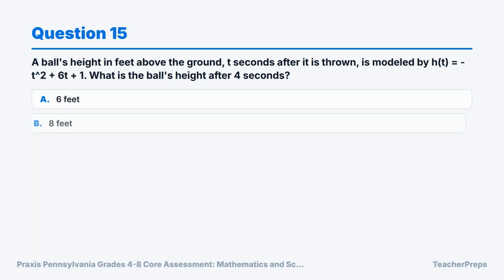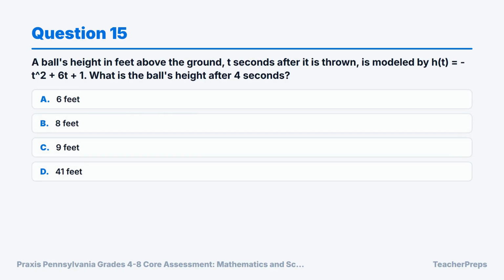Question 15. A ball's height in feet above the ground, t seconds after it is thrown, is modeled by h(t) equals t^2 plus 6t plus 1. What is the ball's height after 4 seconds? Pause the video and select the best answer.